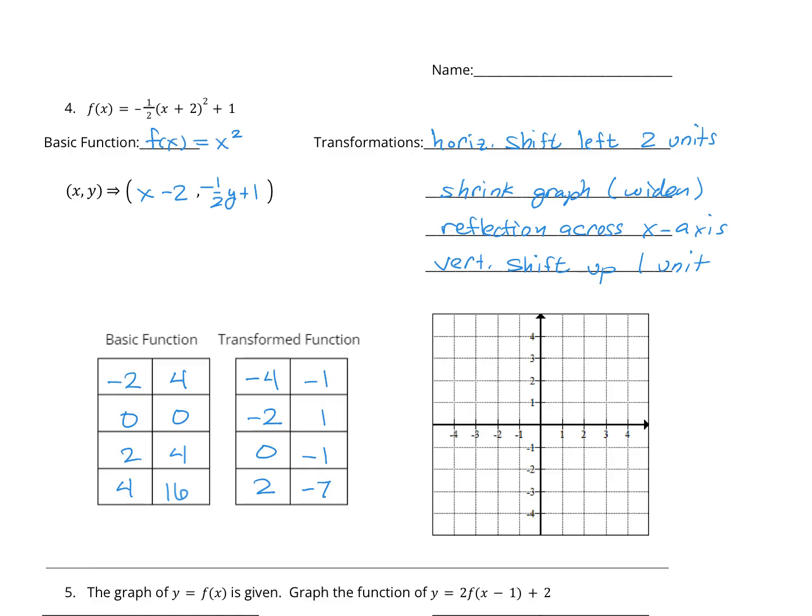Plotting our first 3 points, we've got negative 4, negative 1. We've got negative 2, positive 1. And we've got 0, negative 1.